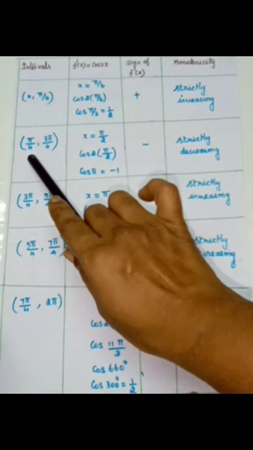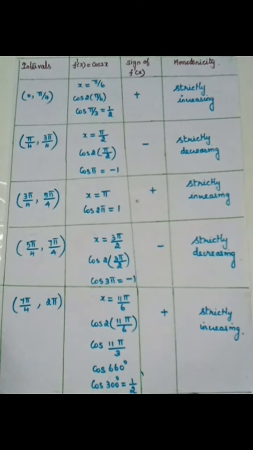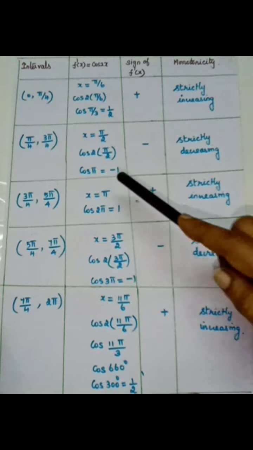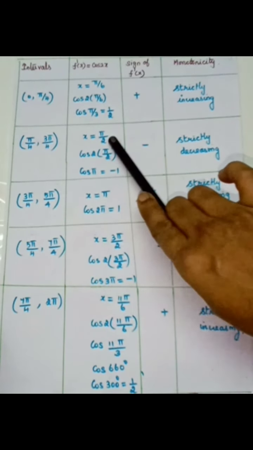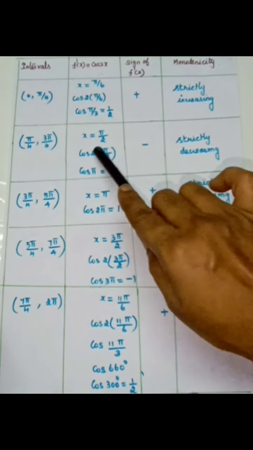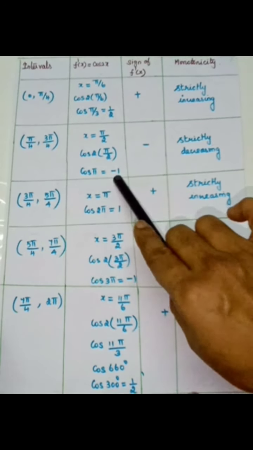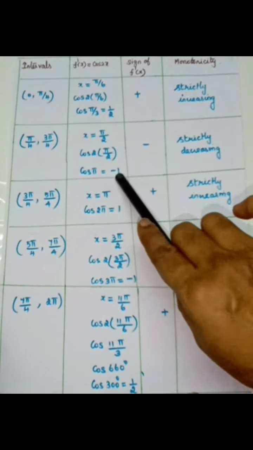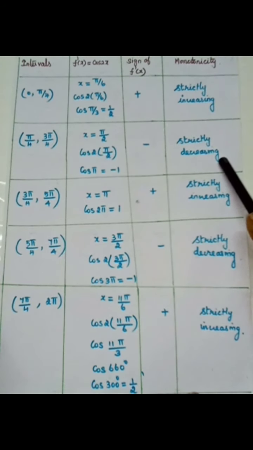Next interval 45 to 3 pi by 4. What is 3 pi by 4? It is 135. Okay, 45 to 135. Okay, so here I'll take x is equal to pi by 2. So 90 degree I'll take. So cos 2 into pi by 2. 2 getting cancelled. You are getting cos pi. What is cos pi? It is minus 1. So what answer are you getting? It is negative. So f dash of x is negative. So it is strictly decreasing.